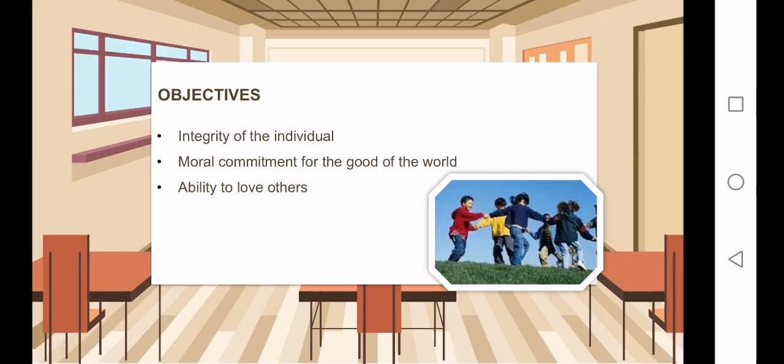and objectives. We have three: one, integrity of the individual; two, moral commitment for the good of the world; and three, ability to love others. In other words, the student needs to feel empathy with the outside environment, have empathy for the others, for the classmates, for the teachers, for other people.